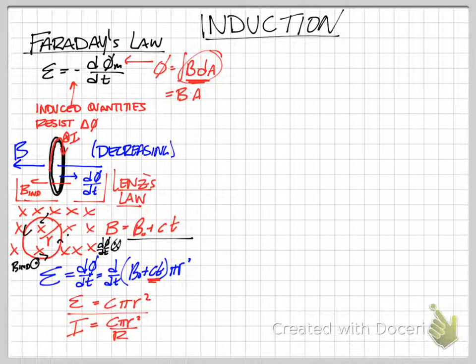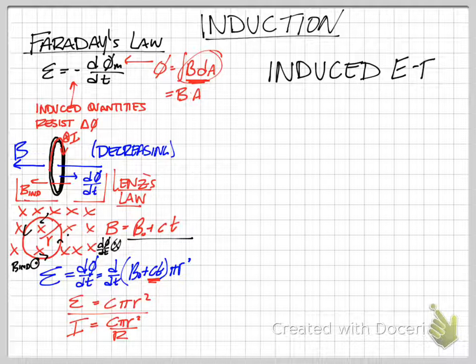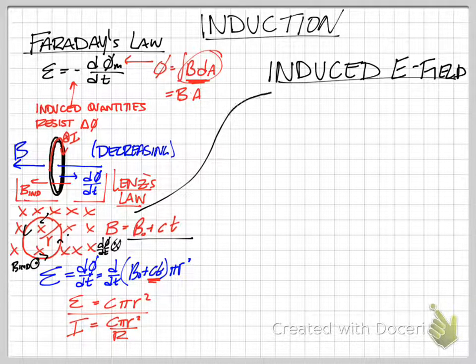Now, the next part of this is the induced electric field. So, in order to have a current, in order to have an EMF, there has to be an electric field that's providing the force for these charges to move. So, this is a different kind of electric field. Let's continue with this example over here. We're going to expand Faraday's law, and what we're going to say is the closed line integral of the electric field is equal to our EMF.